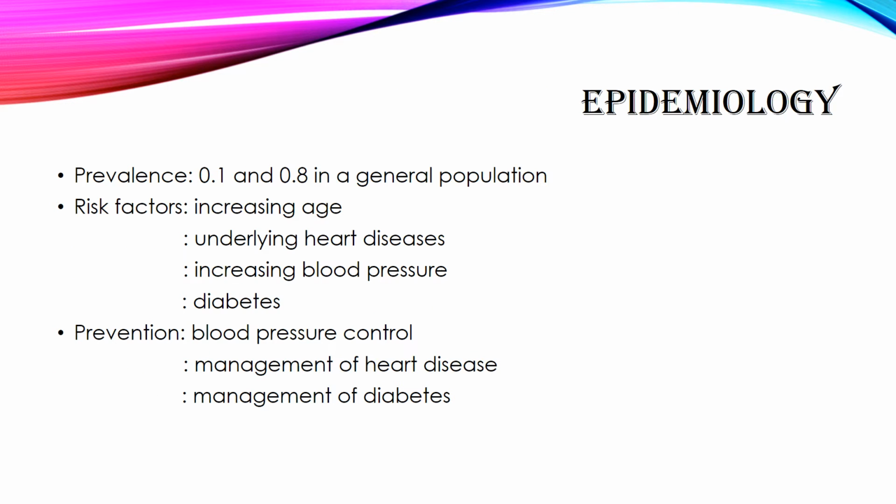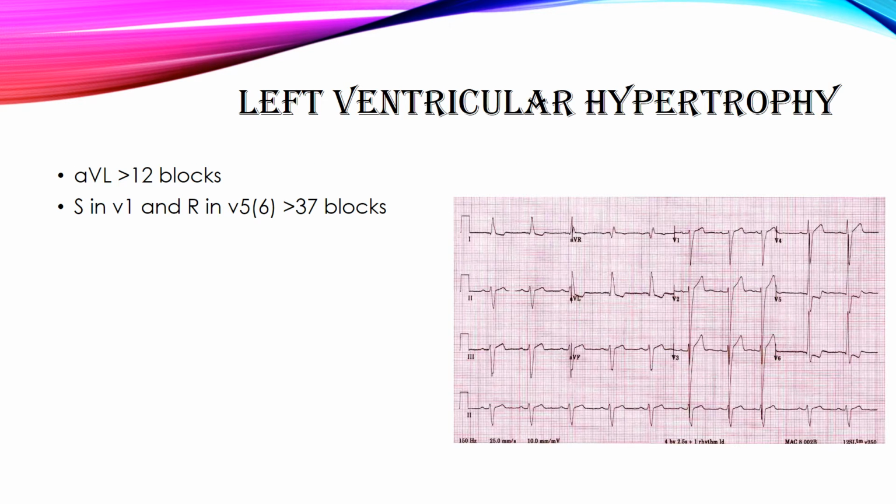The prevalence is 0.1 to 0.8 in the general population. Risk factors being increasing age, underlying heart diseases, as well as increased blood pressure. Prevention includes blood pressure control as well as managing underlying heart disease.